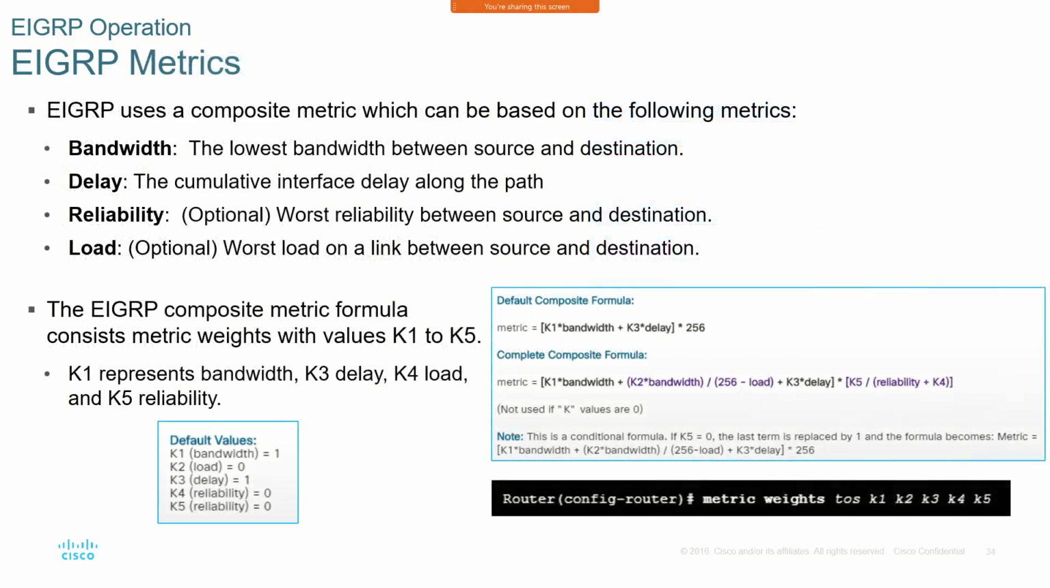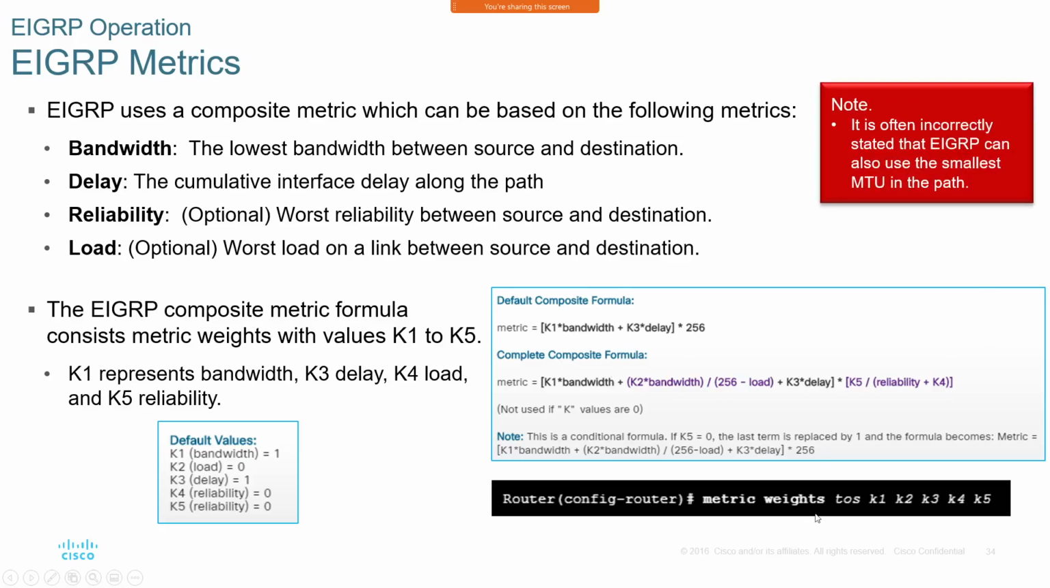EIGRP uses a composite metric to calculate the best paths. In other words, basically a mathematical formula, and it takes into consideration the bandwidth of the link, the delay, the reliability, and the load as well. So all of these parameters are basically thrown into the formula. You don't need to know the formula, all right? You just need to know that the formula exists and what factors the formula takes into account: the bandwidth, the delay, the load, and the reliability.